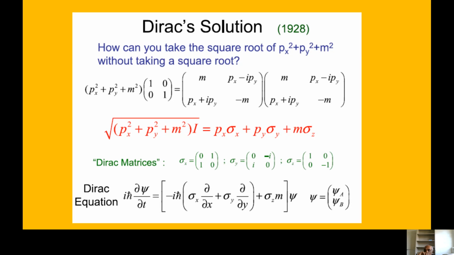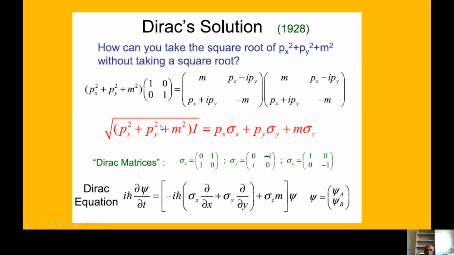If you use some indirect methods, if you take px squared plus this, and multiply or take the product with the unit matrix 1 0 0 1, I can write, after some manipulation, this in terms of px with these Dirac or Pauli matrices, right?